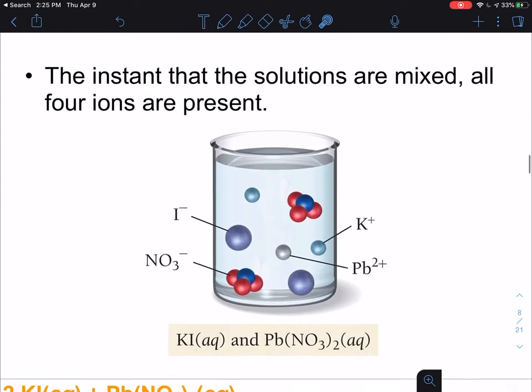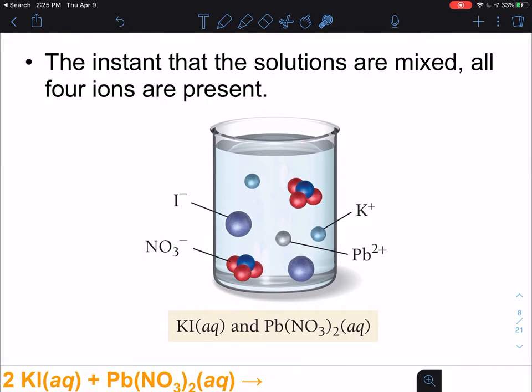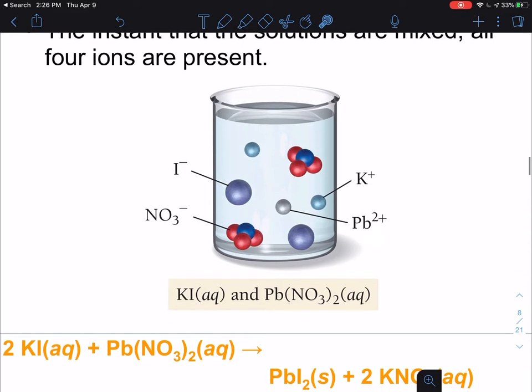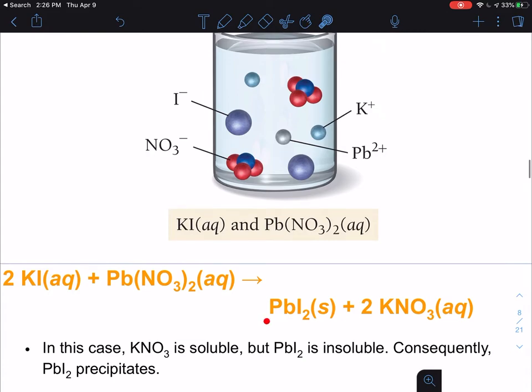Now, the instant that the solutions are mixed together, all 4 ions are present in water, and this allows everybody to interact with each other. Remember, potassium was originally bound to iodide and it dissolved in water. But now we have iodide right here interacting with lead. And what did we find out? We found out that lead iodide was insoluble in water.